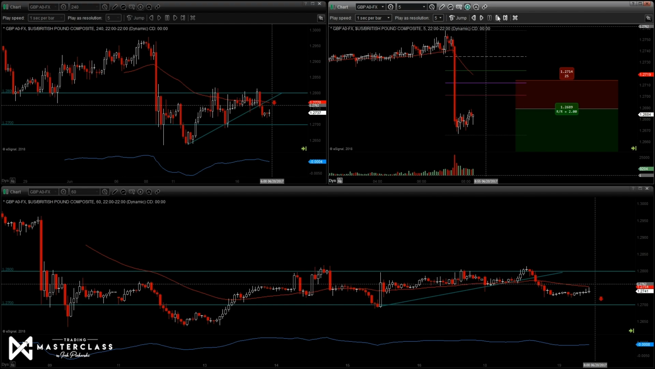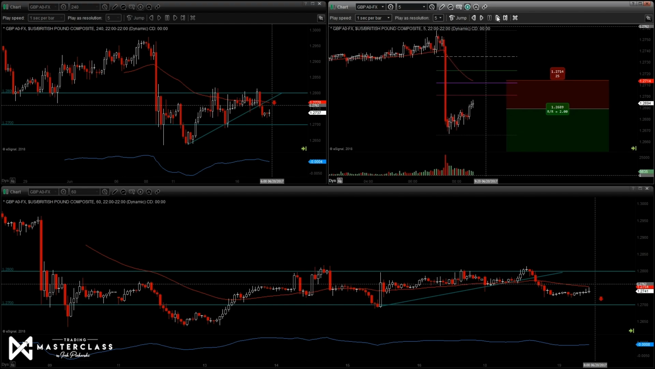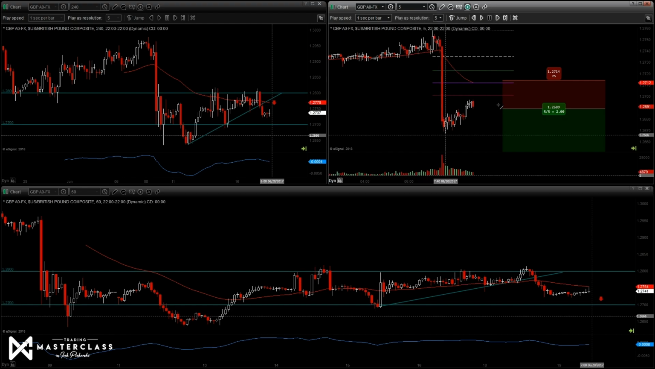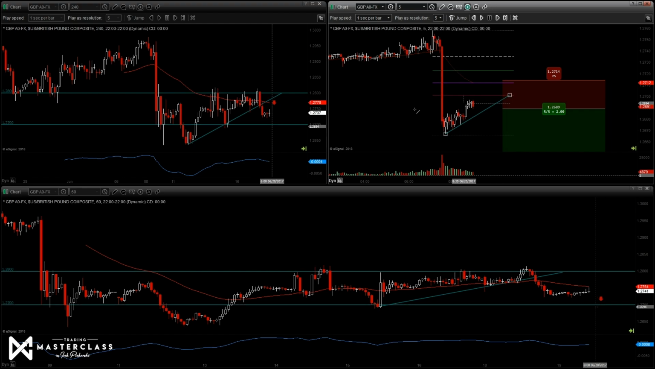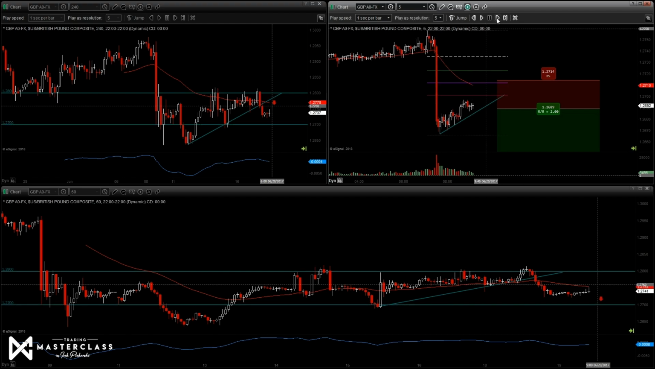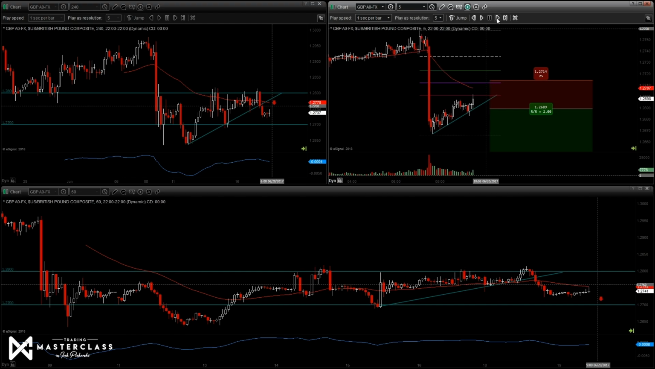So at this point, the pullback is already beginning and it's going. Right, at this point, you can already start drawing your phase line in. Connect those lows and see what happens, right? Because at this point, you can already start getting ready because it's approaching that 0.382 or that 5-minute 50. It doesn't always have to be 0.382, but I like it when it's close to that 5-minute 50.